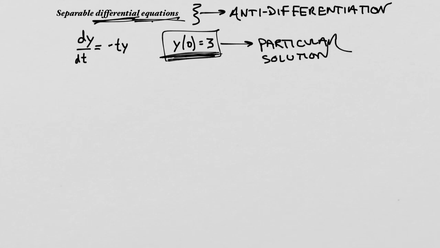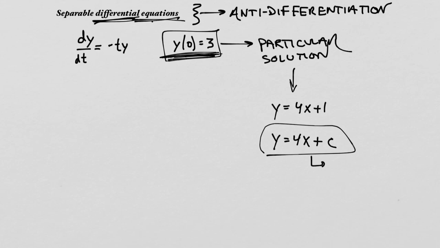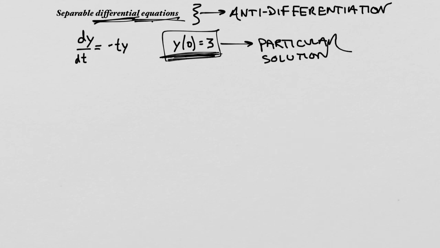A particular solution is something that looks like this. A general solution would be something that looks like this. A general solution has a c value in it because we do not know what the specific antiderivative is. A particular solution doesn't have a c, it has a specific number. Okay, so let's jump in.